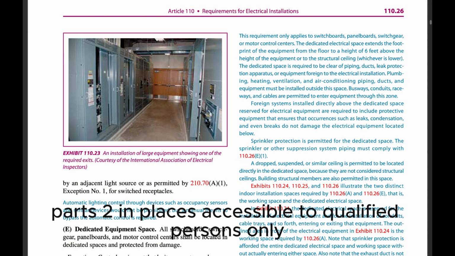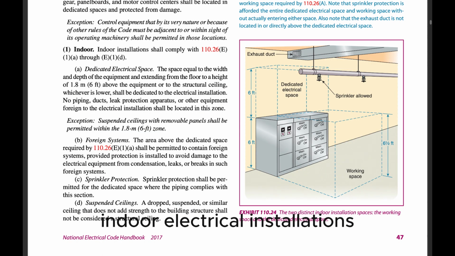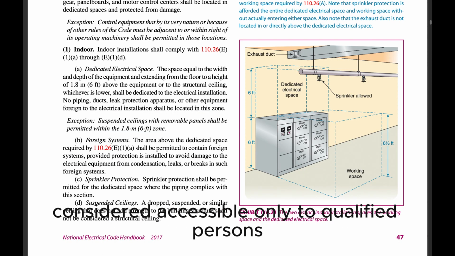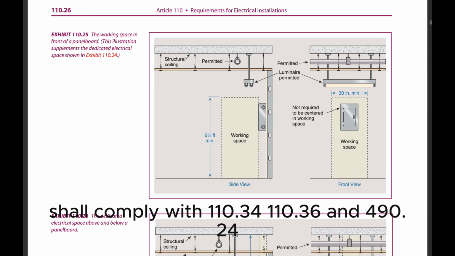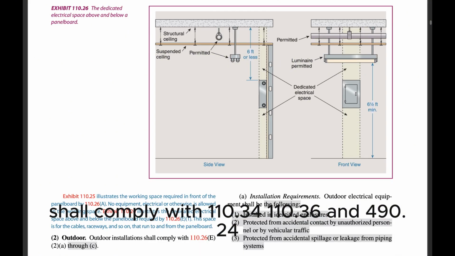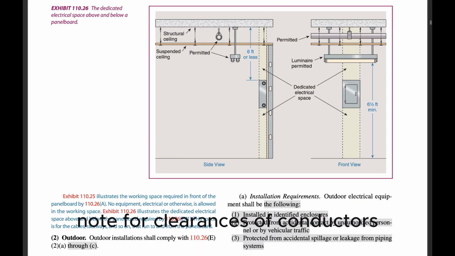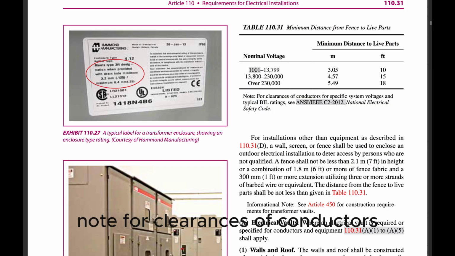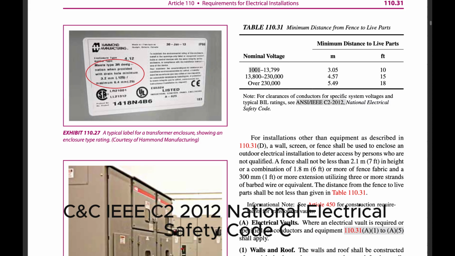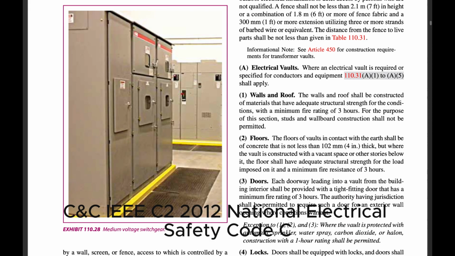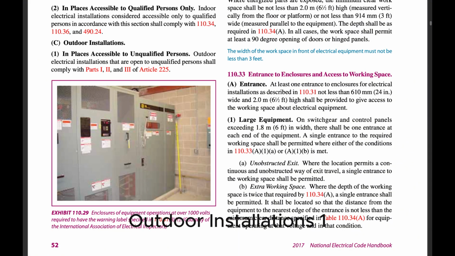2. In places accessible to qualified persons only. Indoor electrical installations considered accessible only to qualified persons in accordance with this section shall comply with 110.34, 110.36, and 490.24. Note: For clearances of conductors for specific system voltages and typical BIL ratings, see IEEE C2-2012, National Electrical Safety Code. C. Outdoor installations.